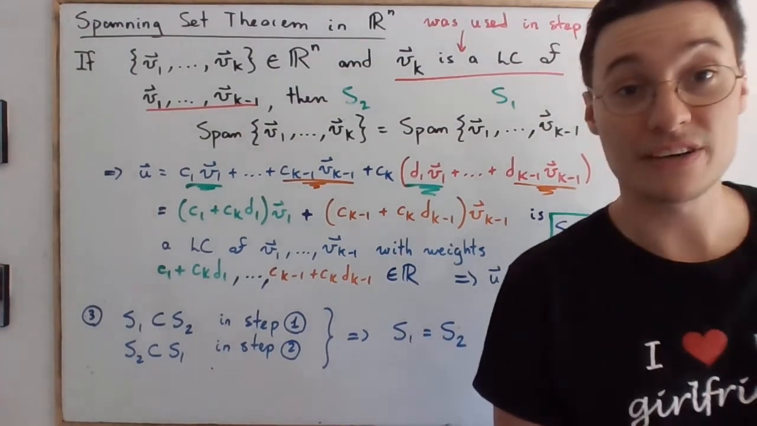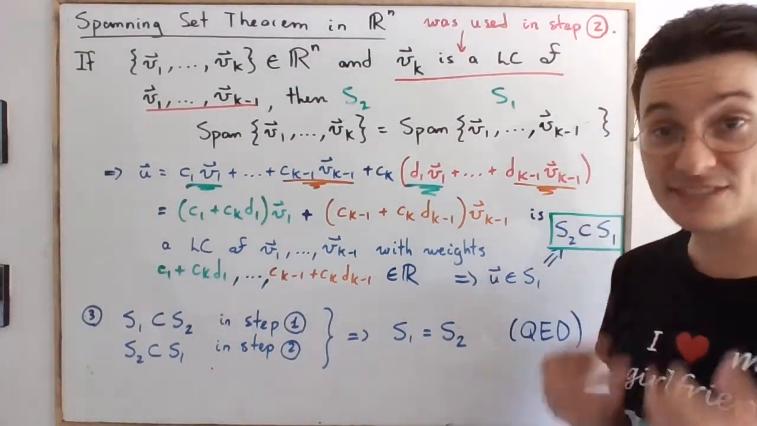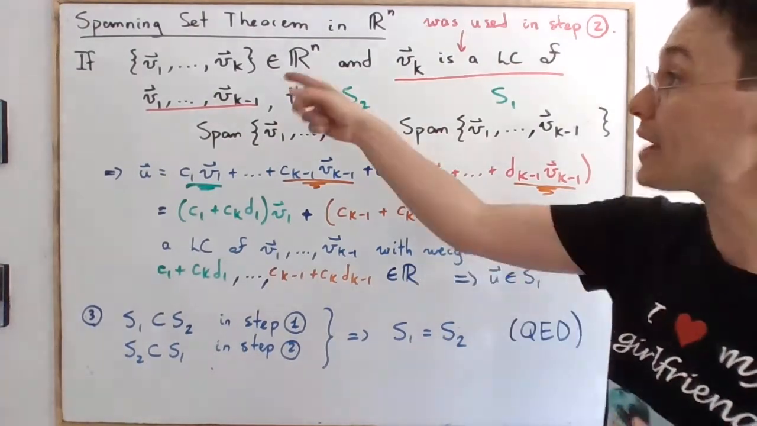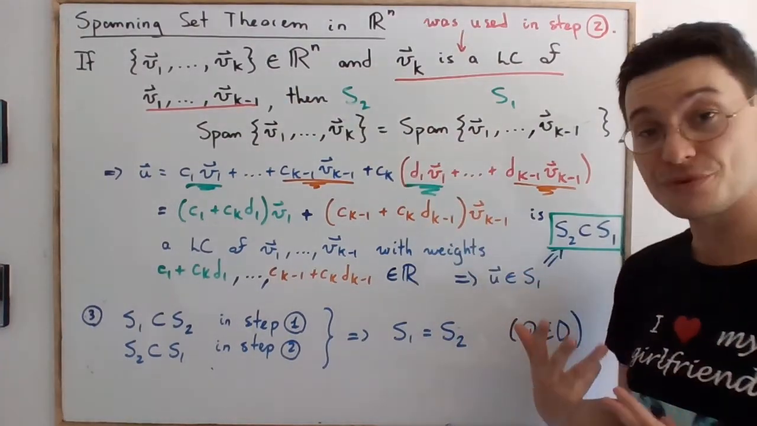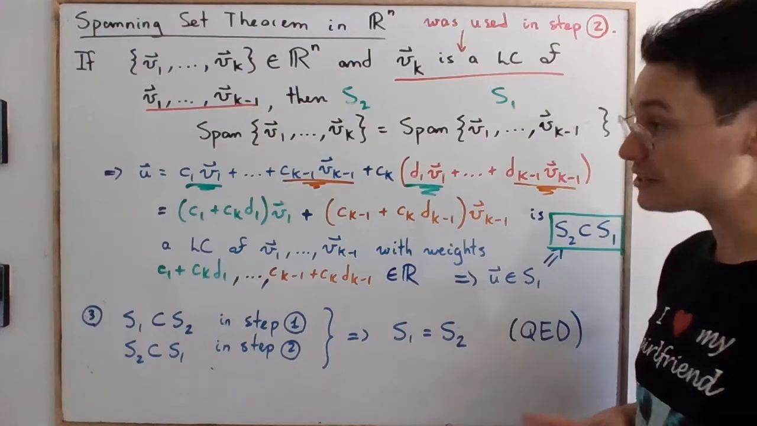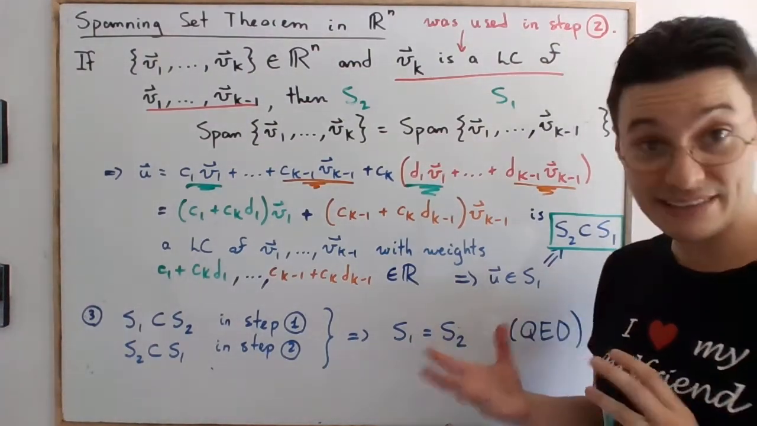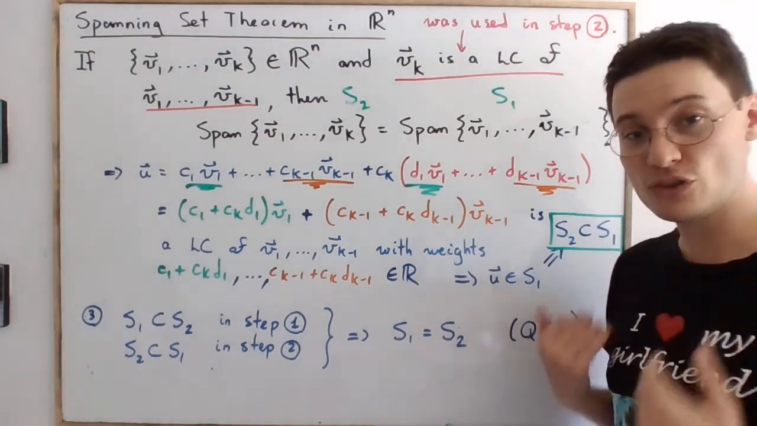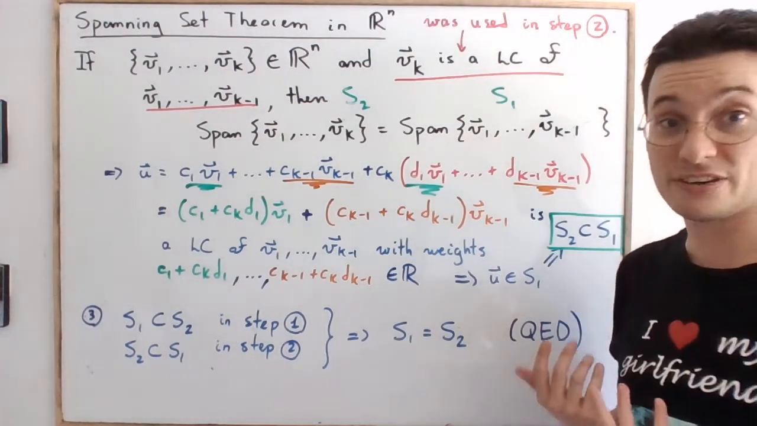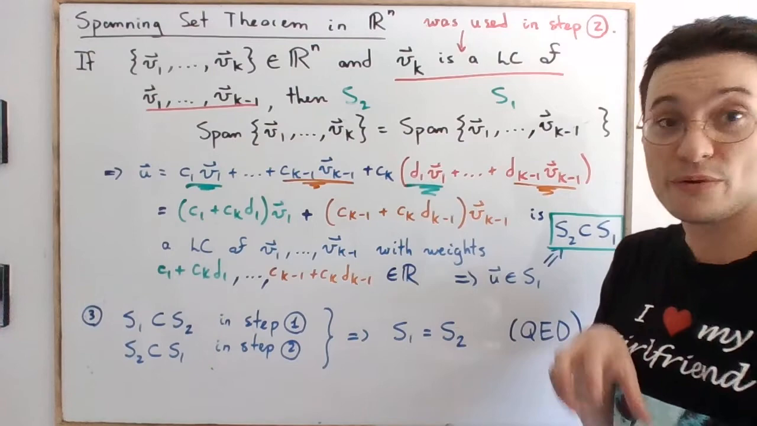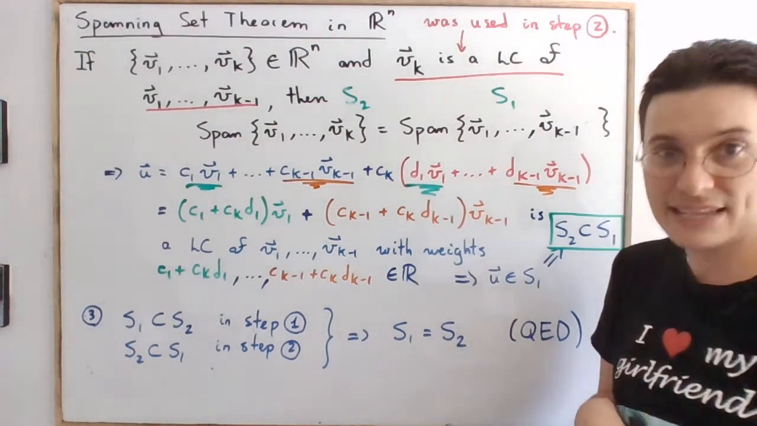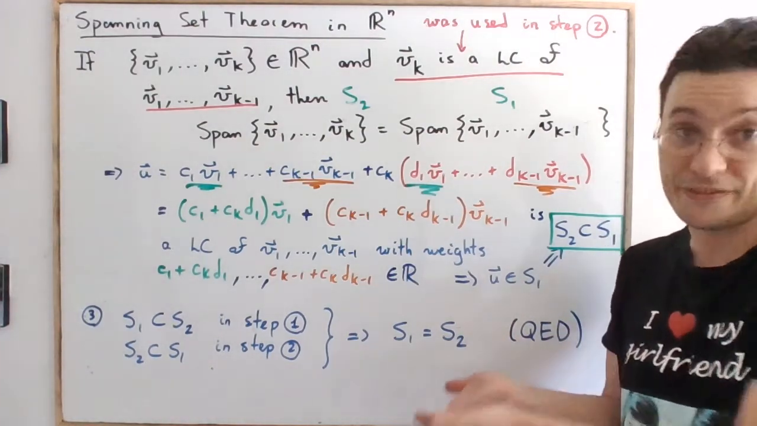And here you are. So hopefully this first helps you to understand why the spanning set theorem in Rn is true. But you also have this idea of two sets being equal if they are contained in each other, and to show that a set is contained in another set, you have to prove that a generic element of that set is also an element of the other set.